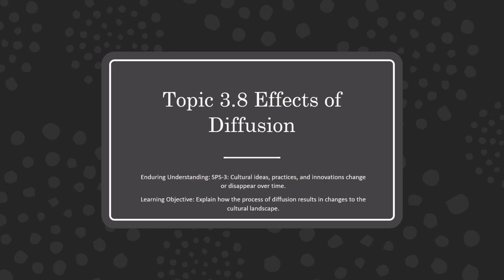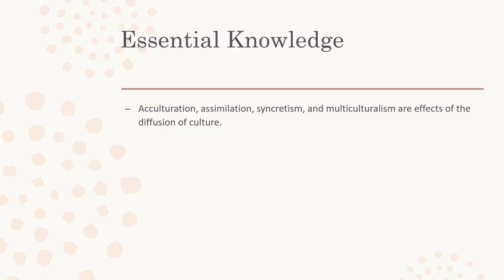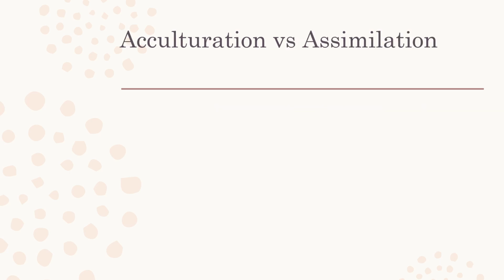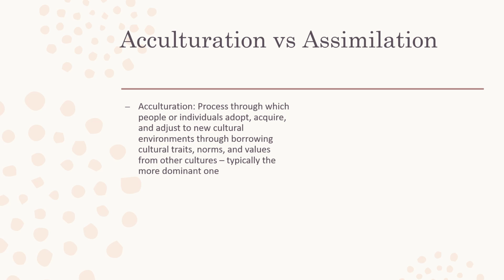Topic 3.8, the effects of diffusion. Our learning objective is to explain how the process of diffusion results in changes to the cultural landscape. So our essential knowledge is that acculturation, assimilation, syncretism, and multiculturalism are effects of the diffusion of culture. And to differentiate between acculturation and assimilation, both of these are talking about the interaction of people. Acculturation is a process through which people or individuals adopt or adjust to new cultural environments through borrowing cultural traits, norms, and values from other cultures.